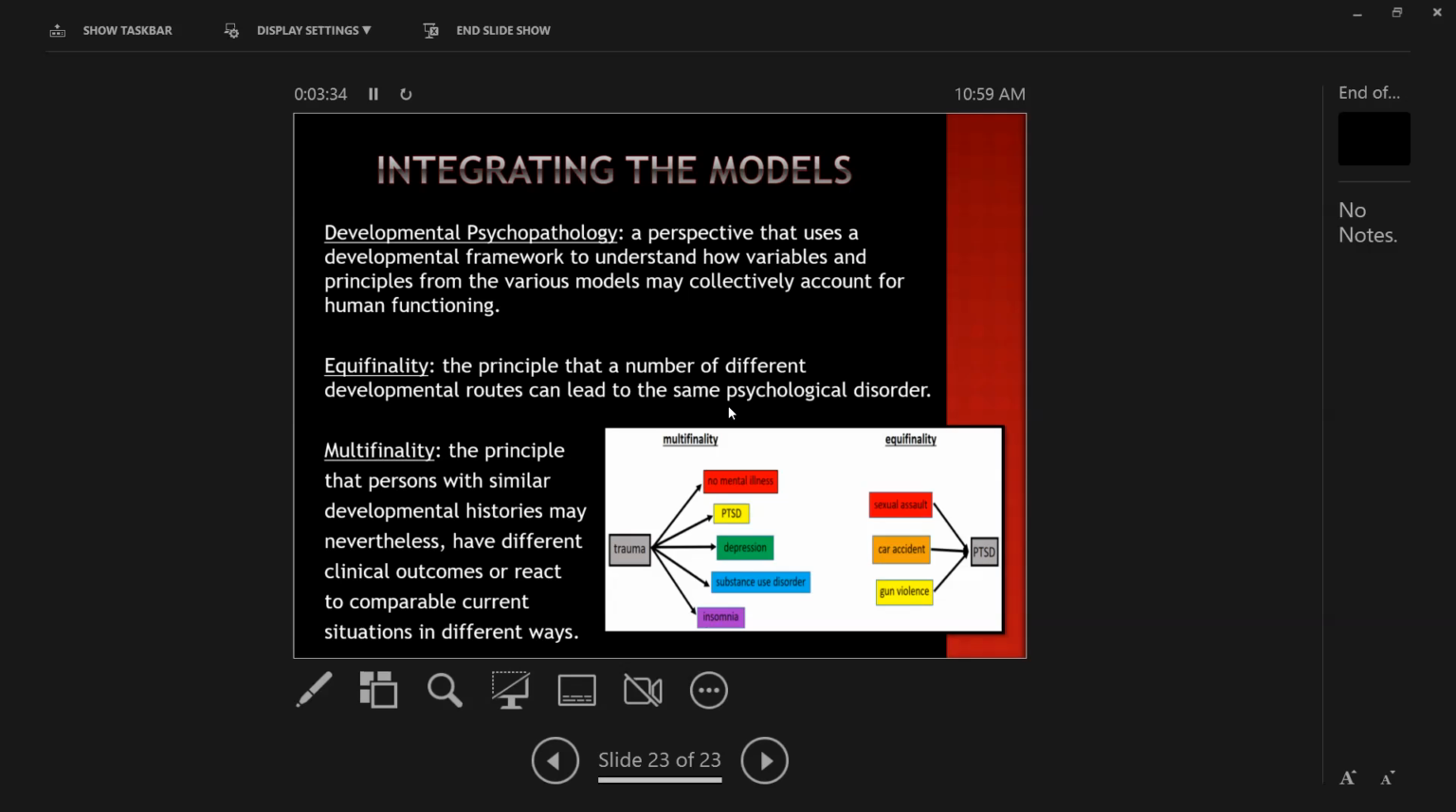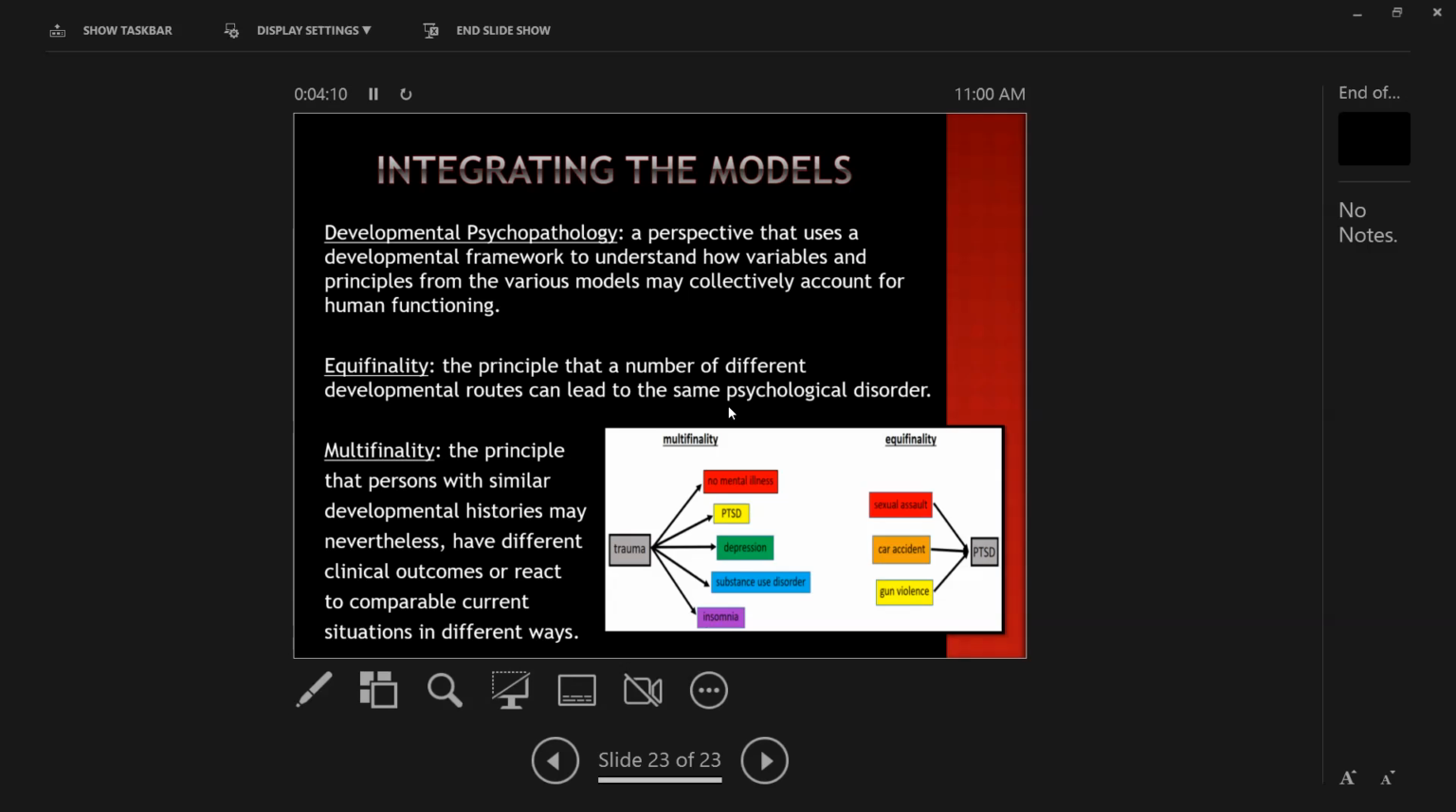So equifinality says that a number of different developmental routes can lead to the same disorder, right? If you look at this example over here on the right, you can have a bunch of different things happen that all lead to PTSD, for example. So people can have different traumatic experiences which lead to the same disorder. Multifinality is kind of the opposite way of looking at this: people with similar developmental histories may nevertheless have different reactions or different outcomes to those situations, right? So that trauma can lead to different things.